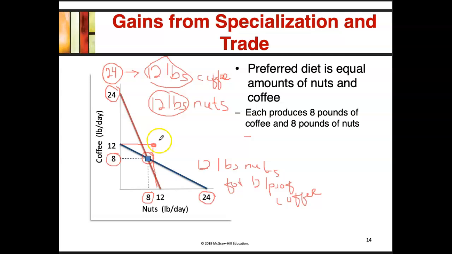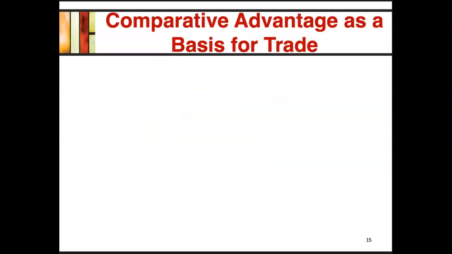As you notice, this point, let me call it A, is outside their production possibilities curve, but they can consume at point A. Why? Because they decide to trade. So trade allows you to consume outside your production possibilities curve, and that is the whole point of comparative advantage.